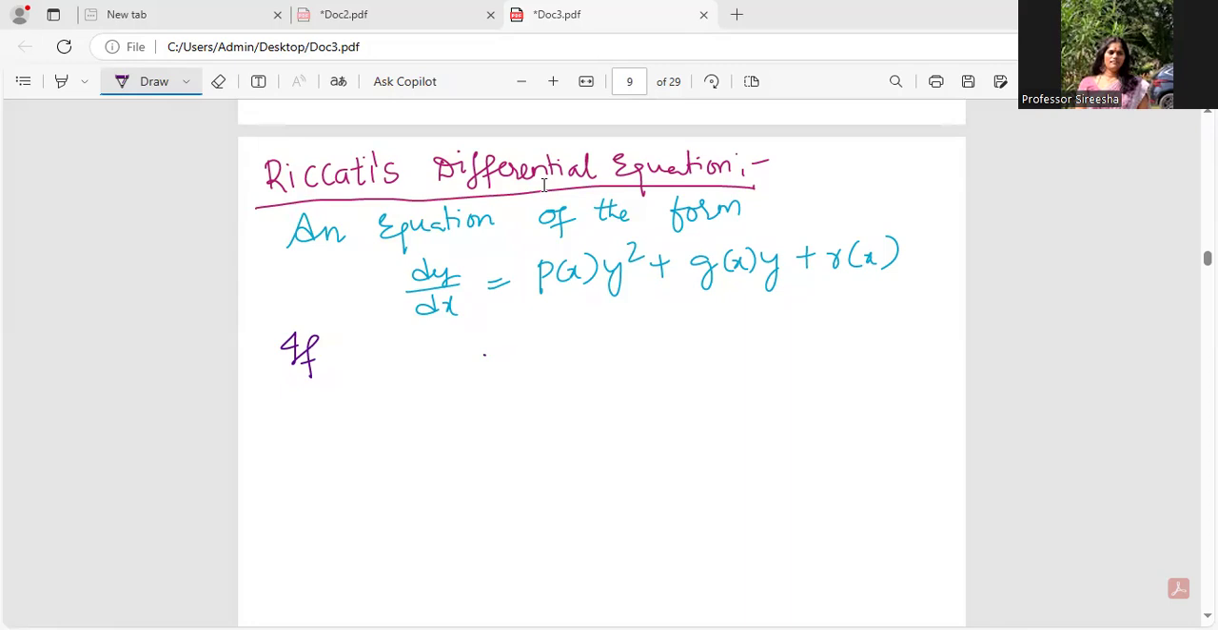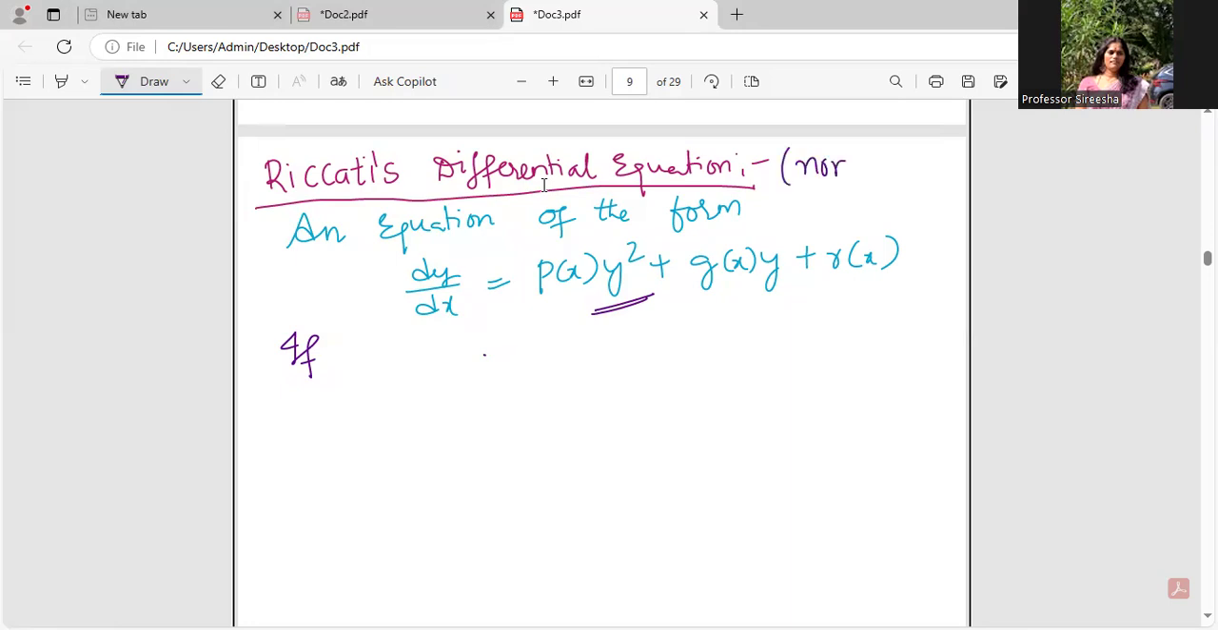Coming to another model in first order differential equations, we have Riccati's differential equation. Clearly, you can see here the dependent variable y is in power 2, hence it is a non-linear one. Non-linear first order, of course. Only dy by dx is there. Non-linear first order differential equation.